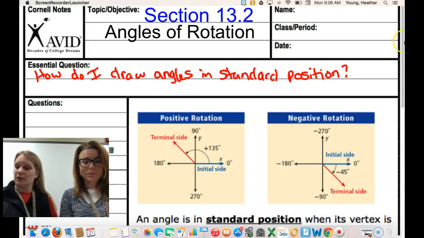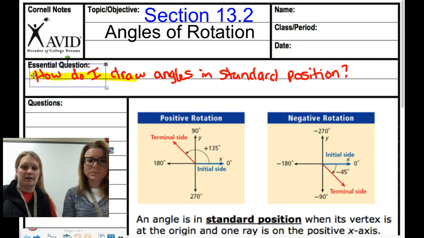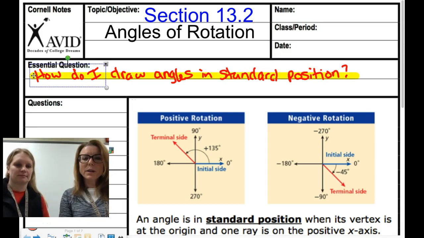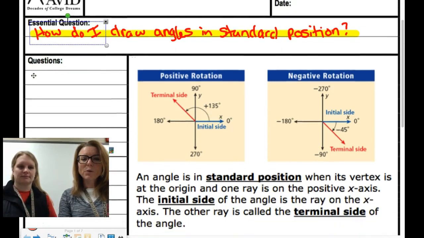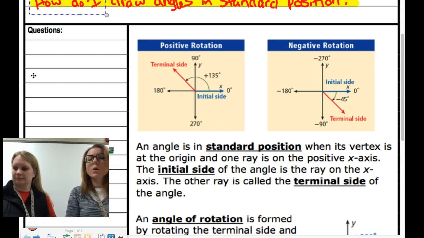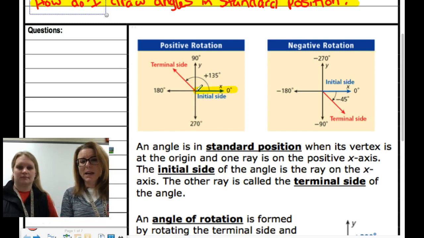All right, so today we are talking about angles of rotation. Our essential question is, how do I draw angles in standard position? We're going to right away talk about positive rotation and negative rotation. The key I want to point out right now is the initial side and the terminal side.